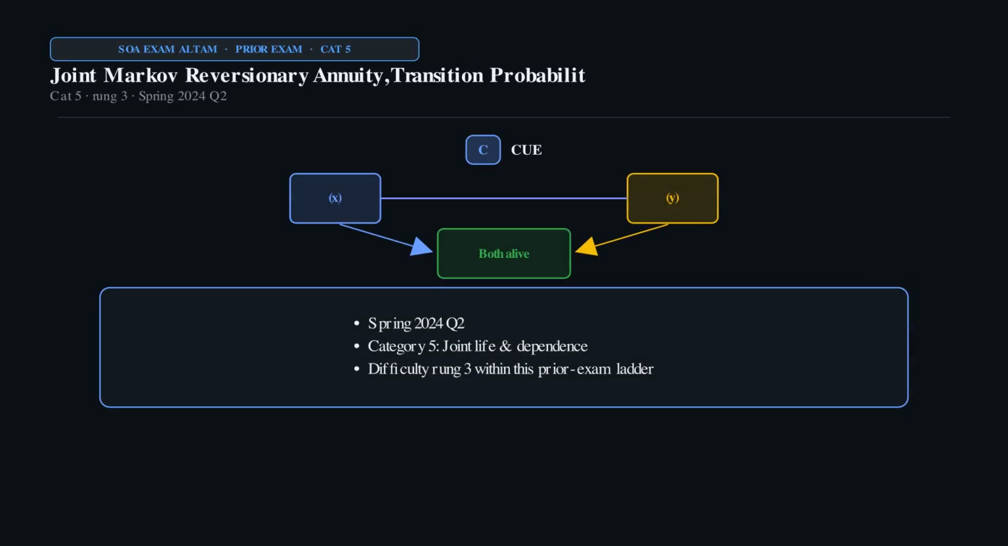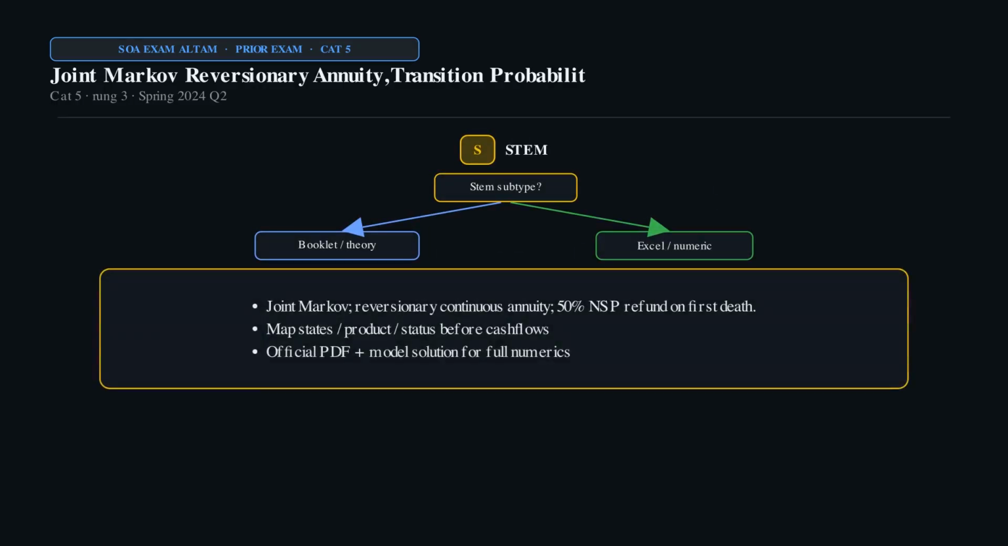Spring 2024 Question 2. This sits in Category 5, Joint Life and Dependence, difficulty rung 3 on the prior exam ladder. Recognition Q. Joint status for state Markov or dependence/lambda theory. STEM focus: joint Markov, reversionary continuous annuity, 50% NSP refund on first death. Own the recognition cue and map before grinding algebra. Use the official exam PDF and model solution for full numeric work.